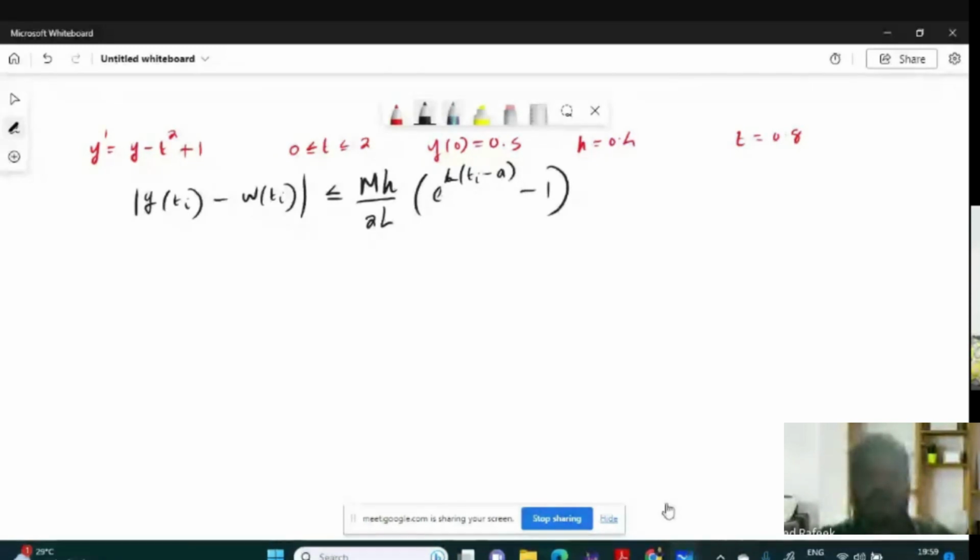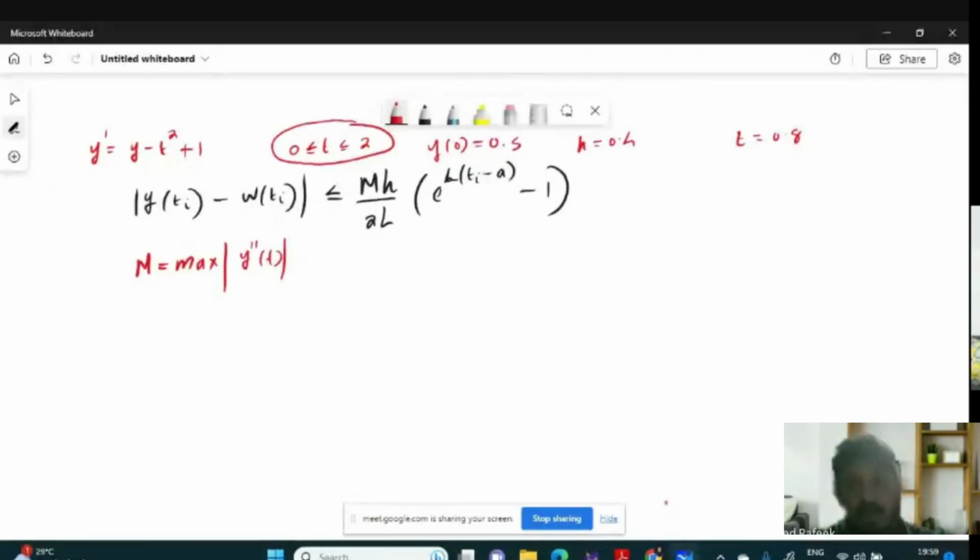I will tell you everyone. M is nothing but the maximum of modulus of y double dash of t. Here a and b are the lower limit and upper limit, so a equal to 0, b equal to 2.